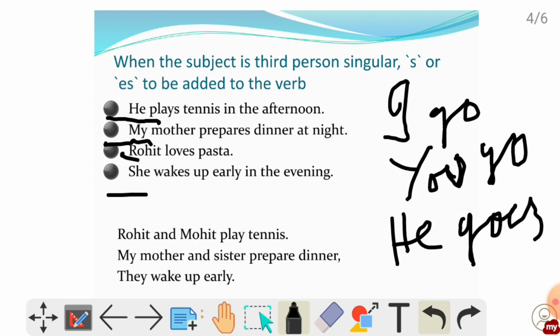Now, if the subject becomes third person but plural, for example, Rohit and Mohit, it is again third person, definitely, but plural, Rohit and Mohit, then again no s or es needed. My mother and sister prepare dinner. No s or es needed. They wake up. Again, no s or es needed.